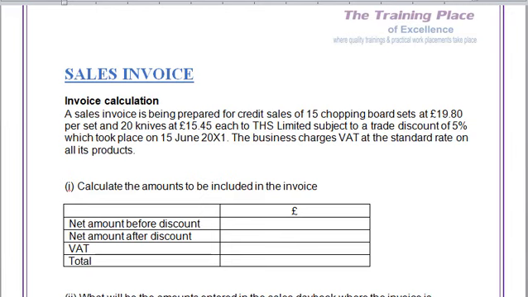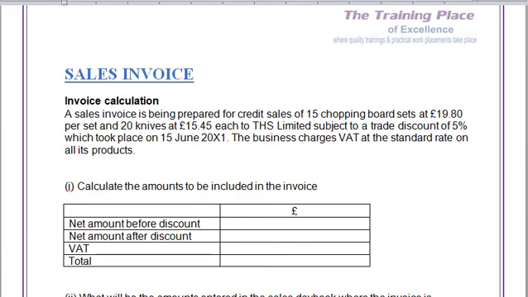It says to us then, a sales invoice is being prepared for credit sales for 15 chopping boards at £19.80 per set and 20 knives at £15.45 each to THS Limited, subject to a trade discount of 5%, which took place on the 15th of June 20x1. The business charges VAT at a standard rate on all its products. Calculate the amounts to be included in the invoice.